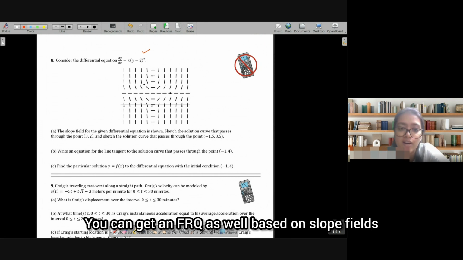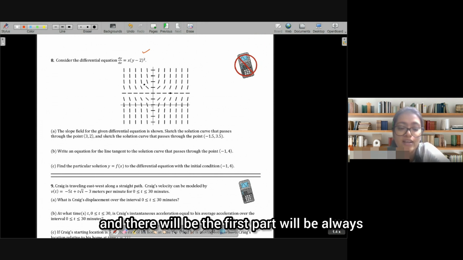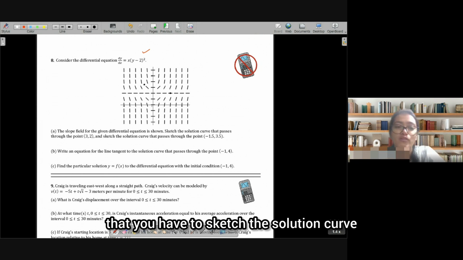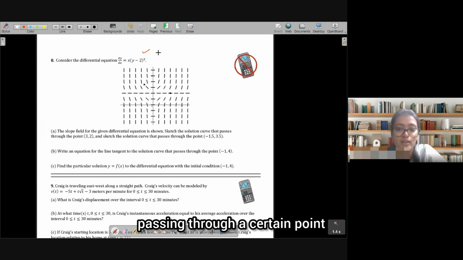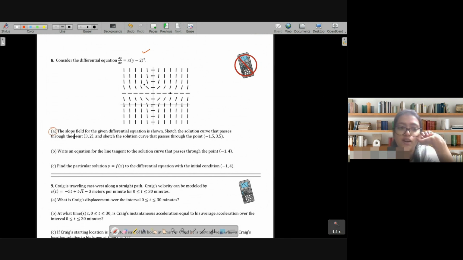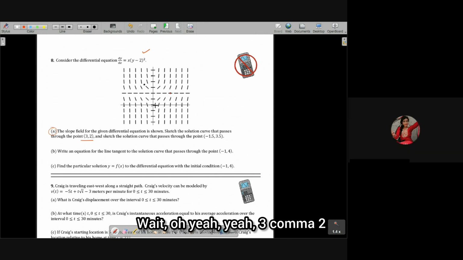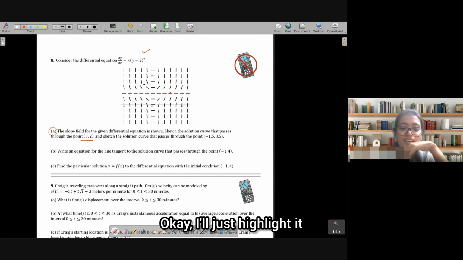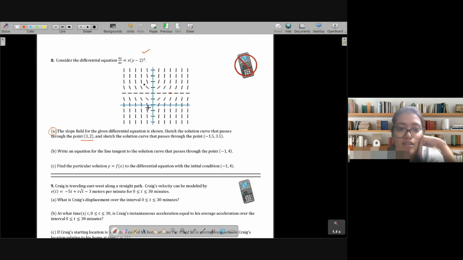Okay, you can get an FRQ as well based on slope fields, and the first part will always be that you have to sketch the solution curve passing through a certain point. So in this part you have to draw two solution curves. One solution curve passing through 3, 2. So 3, 2 is this. Yeah, I forgot where the origin was. Okay, I'll just highlight it. Okay, so that's 3, 2, and negative 1.5, 3.5. They've also given this point.